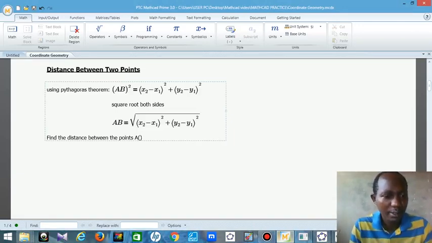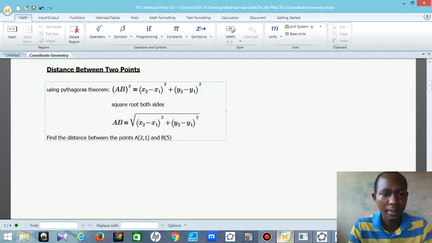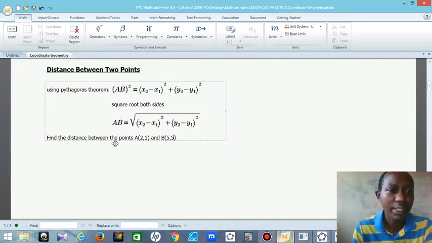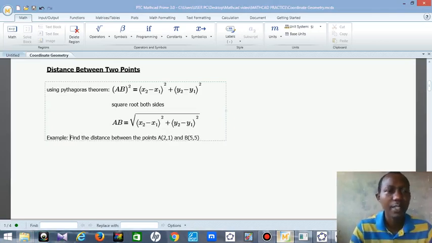The first point is (2, 1), and the second point, which is point B, is (5, 5). So this is the question. Now find the distance between the 2 points. Let's take this as an example. For example, you are asked to find this.